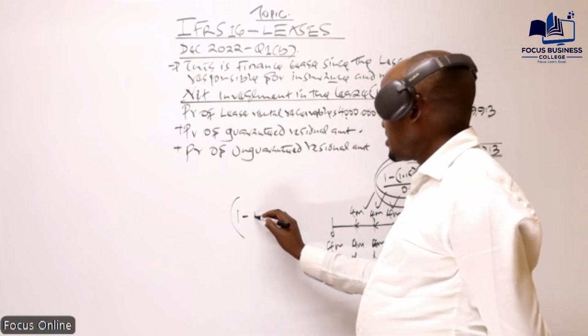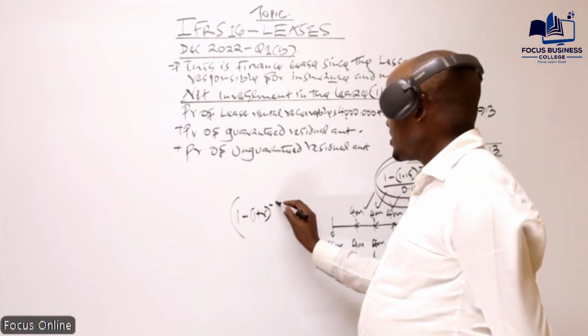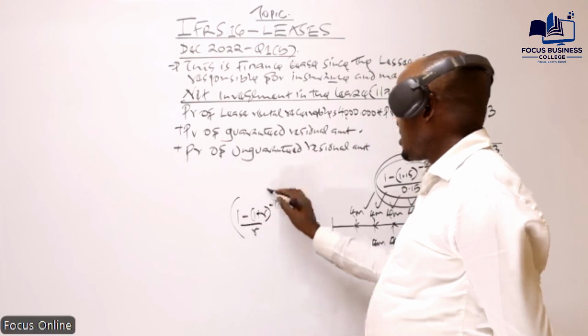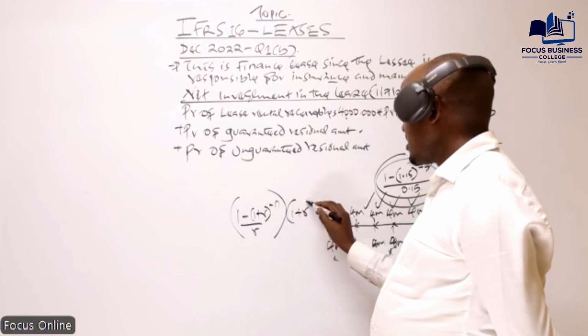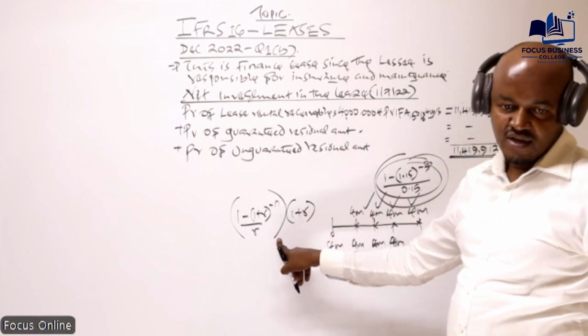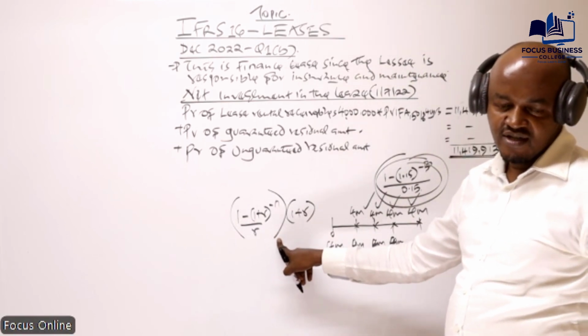1 minus the 1 plus r raised to power negative n all over r, and then 1 plus r. Can you remember something like this?